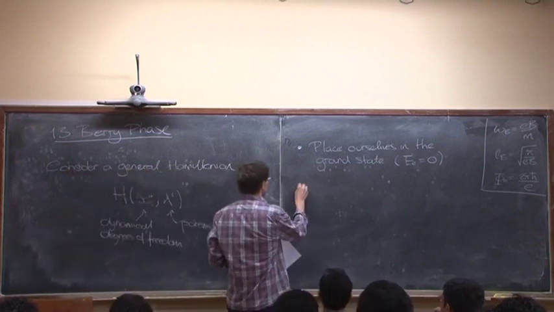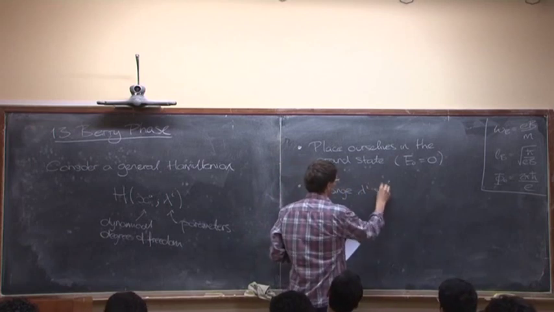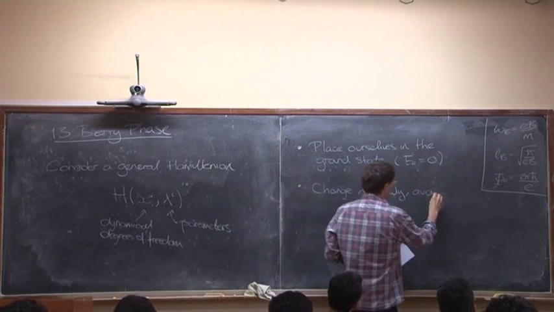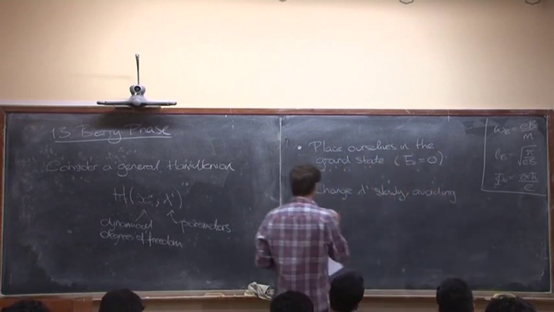So you change lambda slowly. So the system is gapped. The system is gapped, and it's important the system is avoiding level crossing.